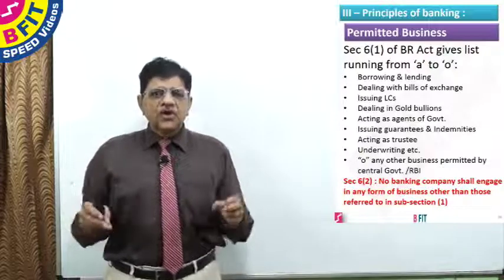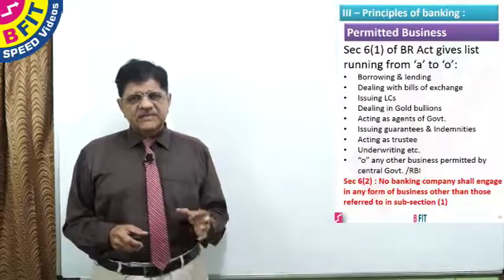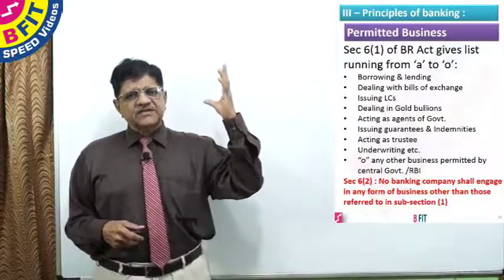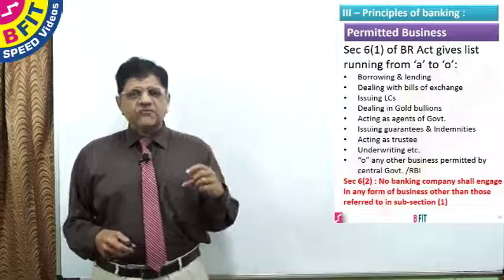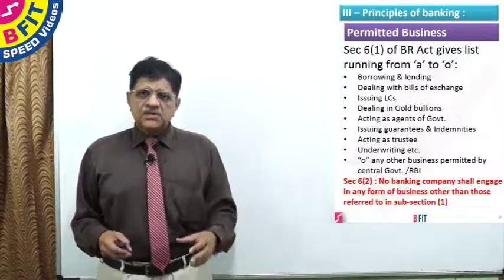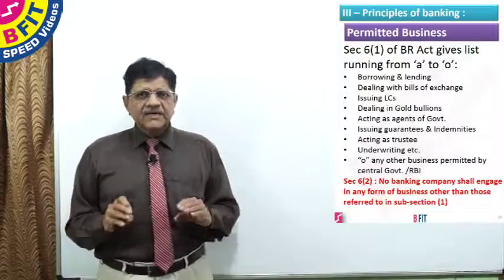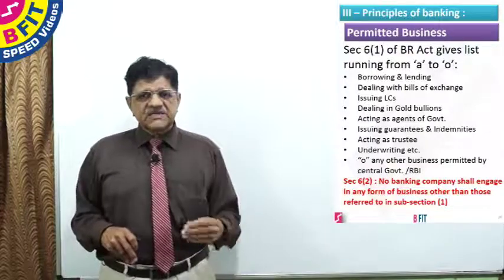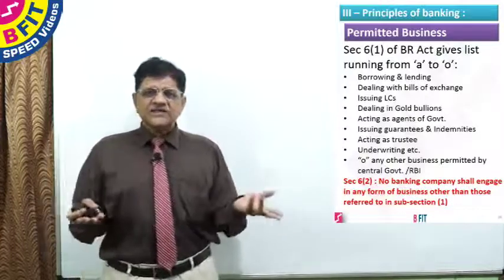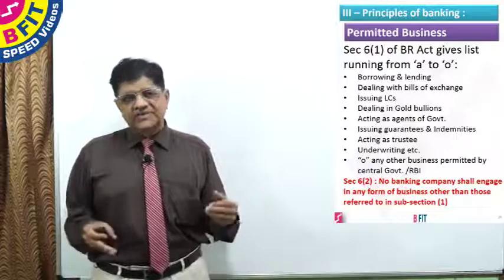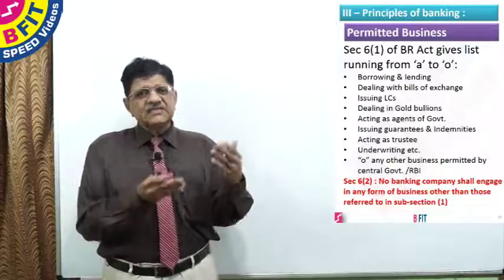Then 6(2) very clearly says no banking company shall engage in any form of business other than those referred to in subsection 1. So 6(1) gives a list of businesses a bank can do and then seals it. And section 6(2) seals that, saying that a bank shall not do any other business other than what is mentioned under 6(1). So now the question the student asked, whether a bank can do milk business. No, because it is not specifically stipulated. Can a bank do real estate business? No, because it is not specifically permitted.